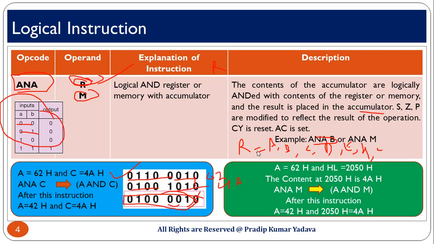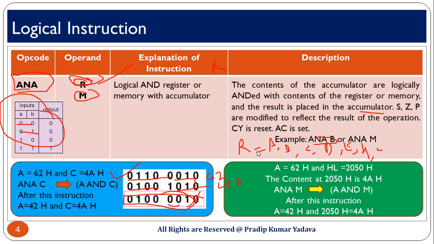So, I hope you can easily understand how the ANA operation is going to work, means how the AND operation works in a microprocessor. By these two examples you can easily understand, and I am requesting you to try it yourself.